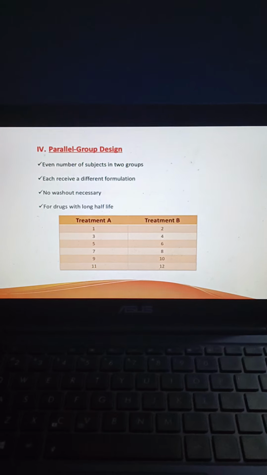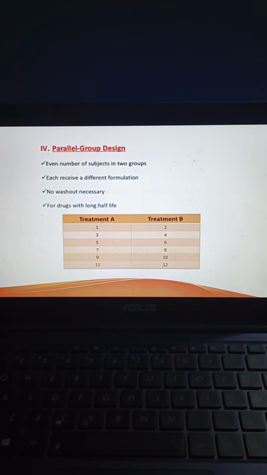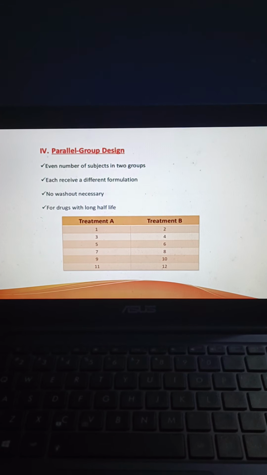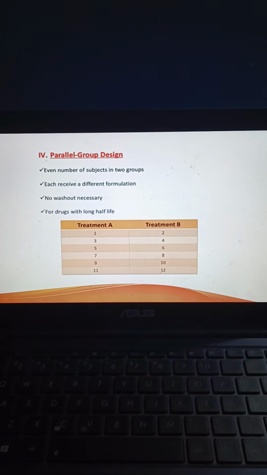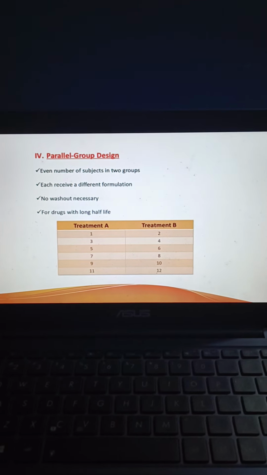Then another is parallel group design. Even number of subjects in 2 groups, each receive a different formulation. No washout necessary for drugs with long half-life. Treatment A, treatment B. Treatment A: 1, 3, 5, 7, 9, 11. Treatment B: 2, 4, 6, 8, 10, 12.